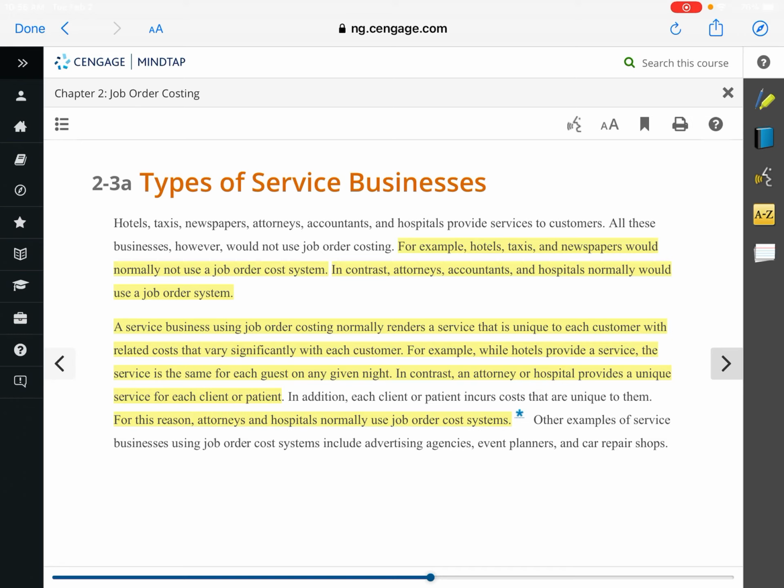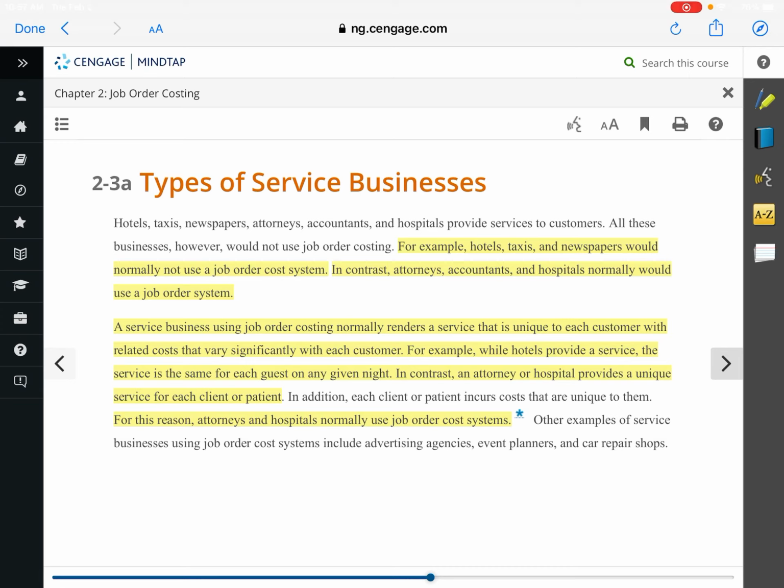Same thing with a hospital. You know, if you come into the ER and you had a cold and they basically tell you to go home, versus if you had a traumatic wreck, the way that you're going to get treated and the services that you're going to require are going to be completely different. So they wouldn't treat those under a big blanket and cost them out by process. Each one would be a different job, and it would make sense to split those costs out like that. Okay? So service business using job order costing normally renders a service that is unique to each customer.